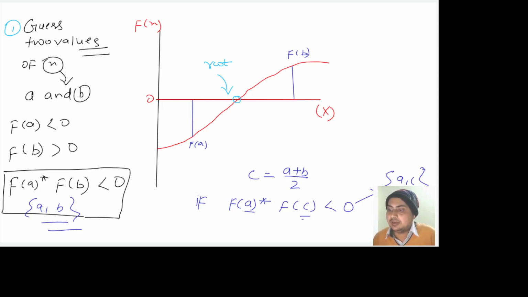So we will say b is equal to c in the coding. But for understanding, we can say that now the interval will lie between a and c. And again we will repeat this procedure for interval a and c. So let's say I am plotting it here. This is the value of a plus b upon 2. Let's say this is the c.